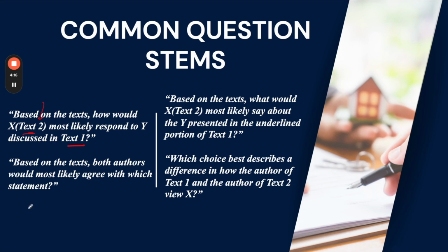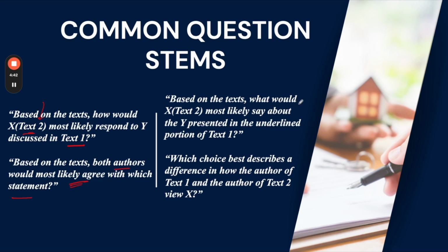Let's see another question stem. Based on the text, both authors would most likely agree with which statement? So we know that the authors of the two texts are different, right? And they are probably talking about the same thing, but their opinions are probably different. So in this particular question stem, you basically have to identify what it is that both authors would agree with.